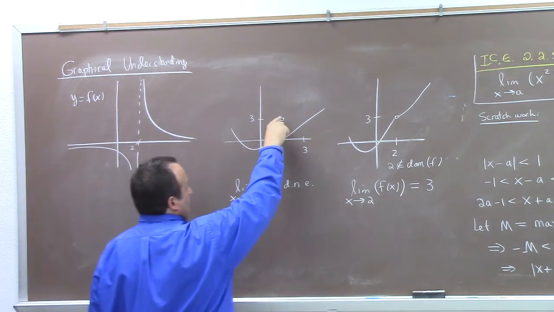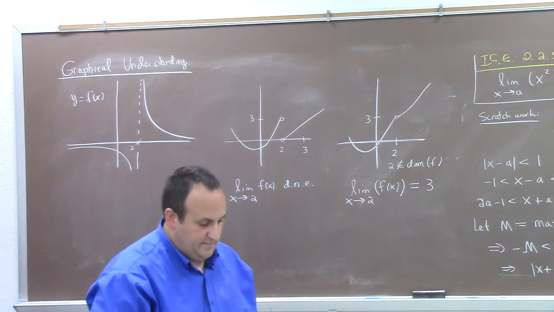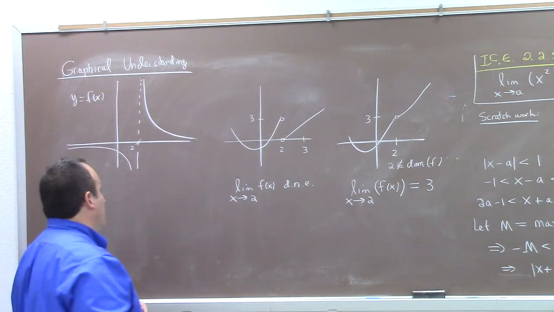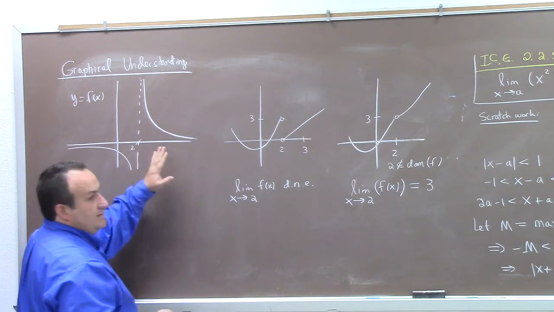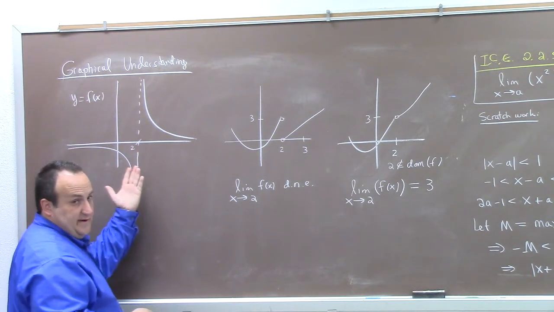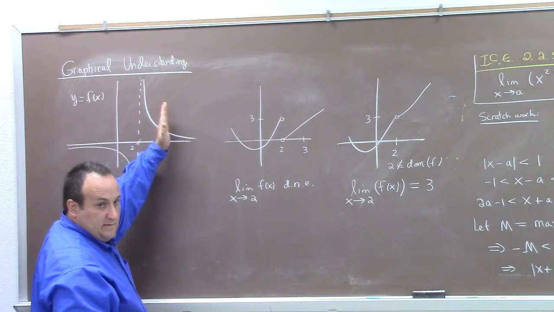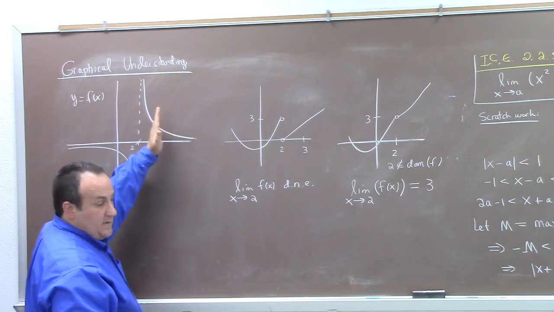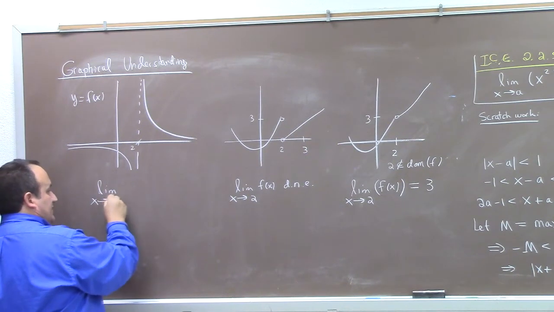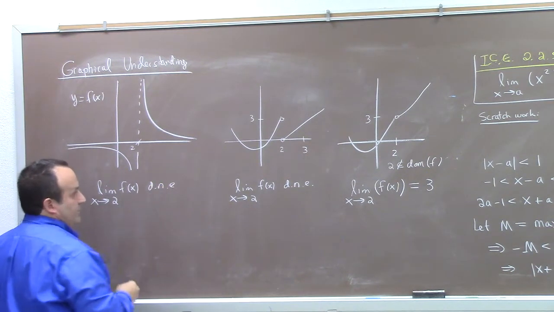Because it's going to 3 from one side, but it's going to 0 from the other. So when we tried to satisfy that epsilon delta condition that we're looking at, you wouldn't be able to do it. And this one here, well, that's even worse, right? It's going to minus infinity from one side, it's going to infinity in the other, right? So this also has a limit as x goes to 2 of f of x, which does not exist. Right?